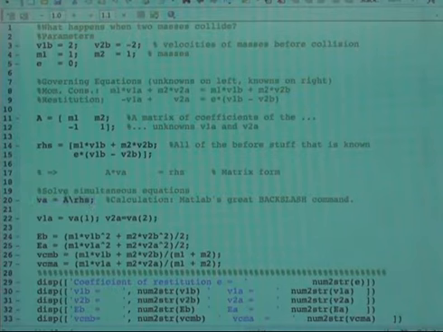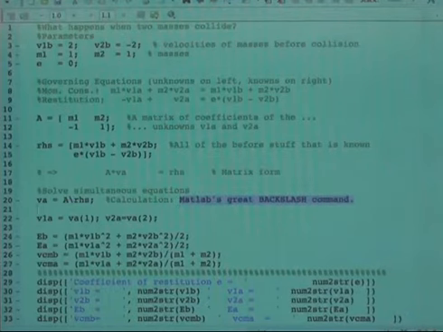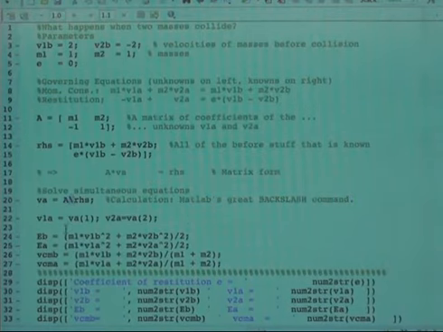Okay. So this little symbol here is MATLAB's great backslash command. All of your course, Math 294, is basically about how this command works. That little one symbol. But for now, if you have a set of n equations and n unknowns you want to solve, and you don't want to take Math 294, you write them in matrix form, you use the backslash command, it gives you the answer.